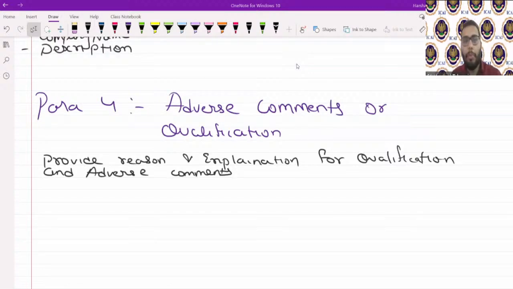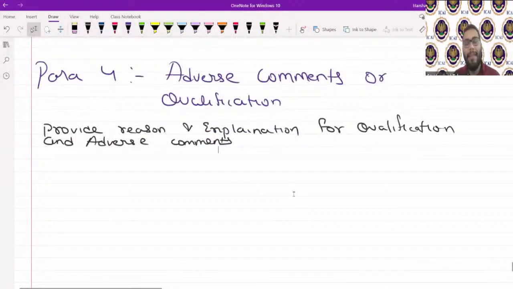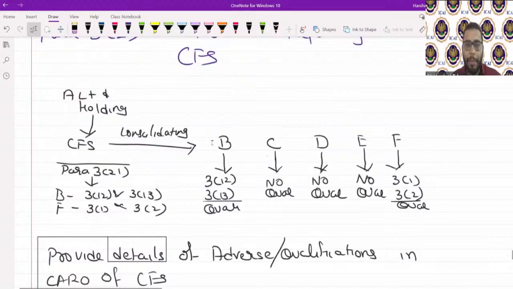Okay, para 4, good question. Whether para 4 and that CFS reporting are the same, the answer is no. When I say para 4, it's for the individual CARO reporting. Let's say, for example, we are reporting for the B entity over here. Now there are 2 adverse comments or qualifications in B entity. Over there we are required to provide reason, and that is as per paragraph 4. But when it comes to the CFS, we are required to report in paragraph 3 clause 21 the details of adverse comments of the subsidiary.